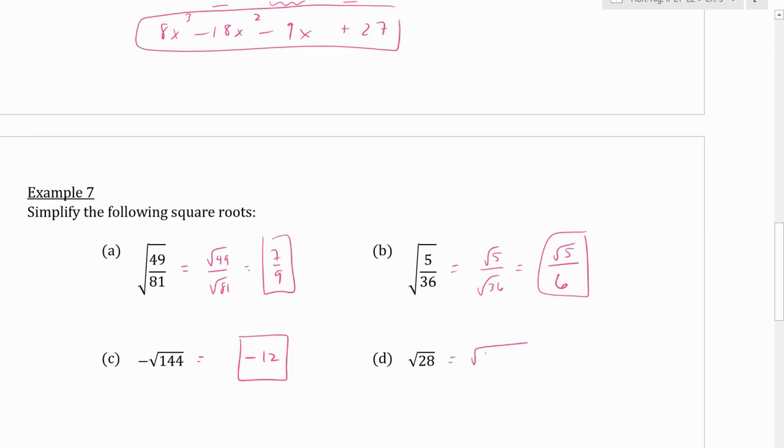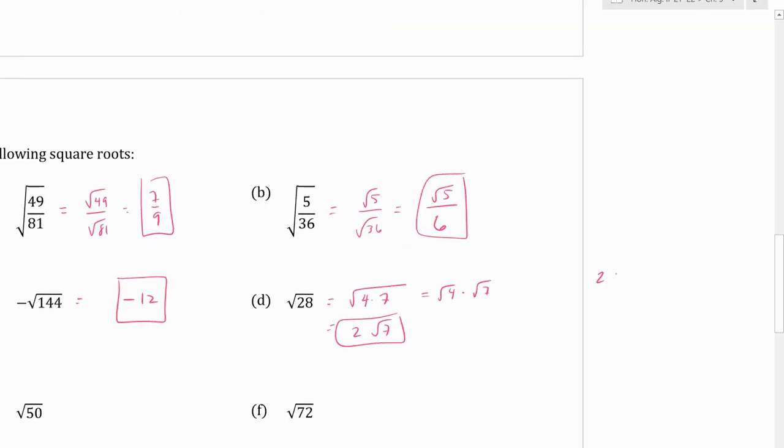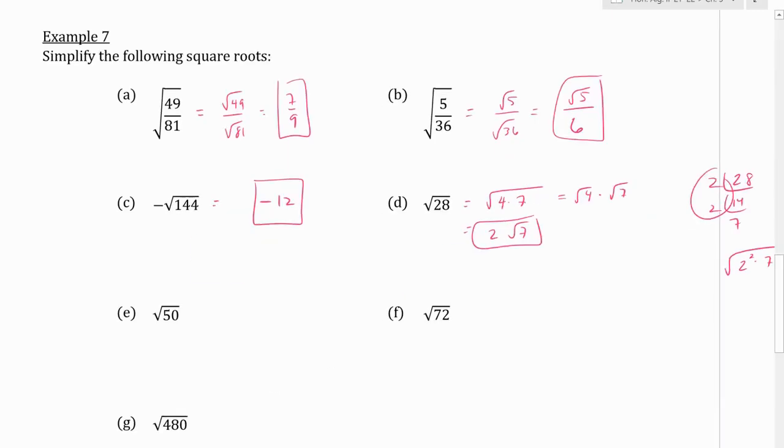Square root of 28. 28 is 4 times 7. I know the square root of 4. I don't know the square root of 7. So it's 2 root 7. Now, another way you can do it is to break it down into its prime factors and hunt for pairs. If you've got a 2 squared, the square root of 2 squared is 2. So for everything you have a pair of, you pull one of them out. Anything you don't have a pair of stays under.